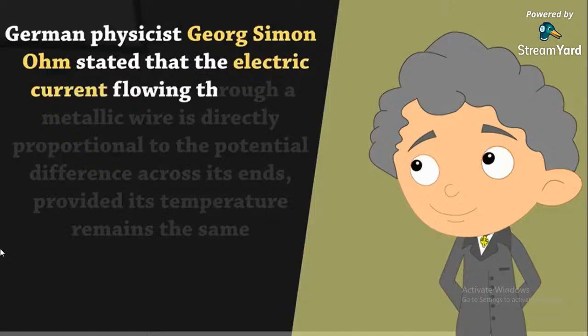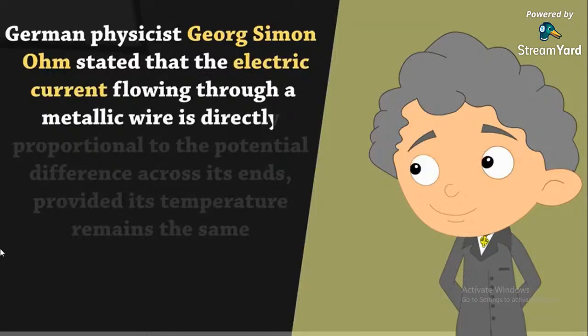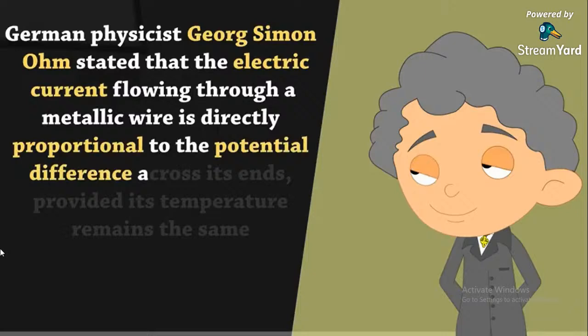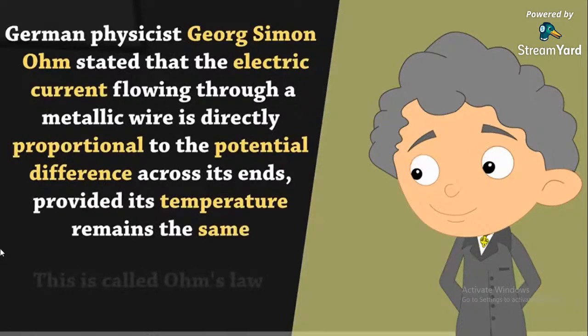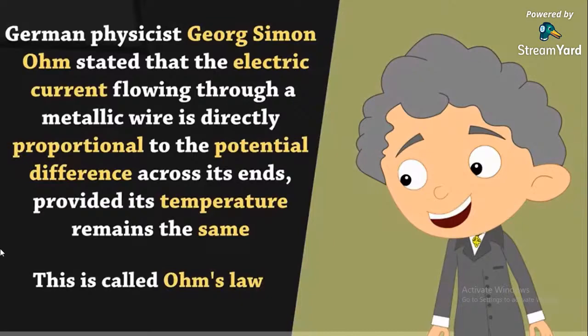Okay, so you have there si George Simon Ohm. Siya yung naka-discover ng Ohm's law, kaya pinangalan sa kanya. So he is a German physicist. Ito yung ginawa niyang law. So you have there the Ohm's law. Later on, mas ipapaliwanag ko pa sa inyo.